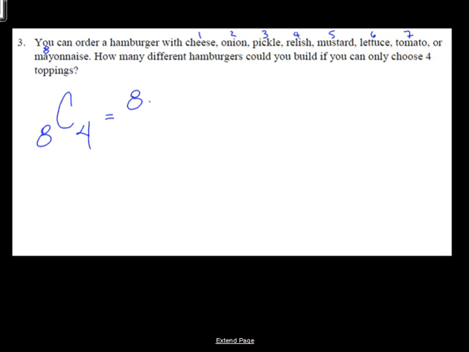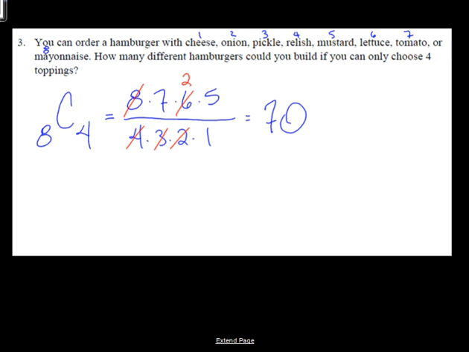So I'm going to do 8 times 7 times 6 times 5 on top, because I'm taking 4 things, starting with 8 in the first spot, going down to 5. I'm going to divide that by 4 times 3 times 2 times 1, which is 4 factorial. I go through and now do some eliminating, so I can do these 2, take out my 8. My 3 takes out this, leaving a 2. So I got to do 7 times 2 times 5. Well, 2 times 5 is 10, and times 7 is 70. There are 70 different ways I can build a hamburger, choosing 4 of those toppings.